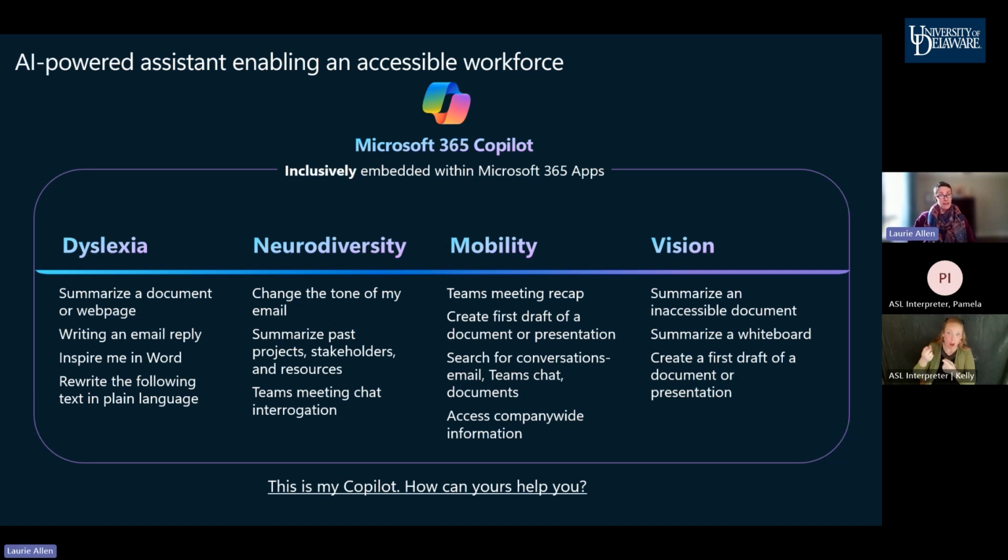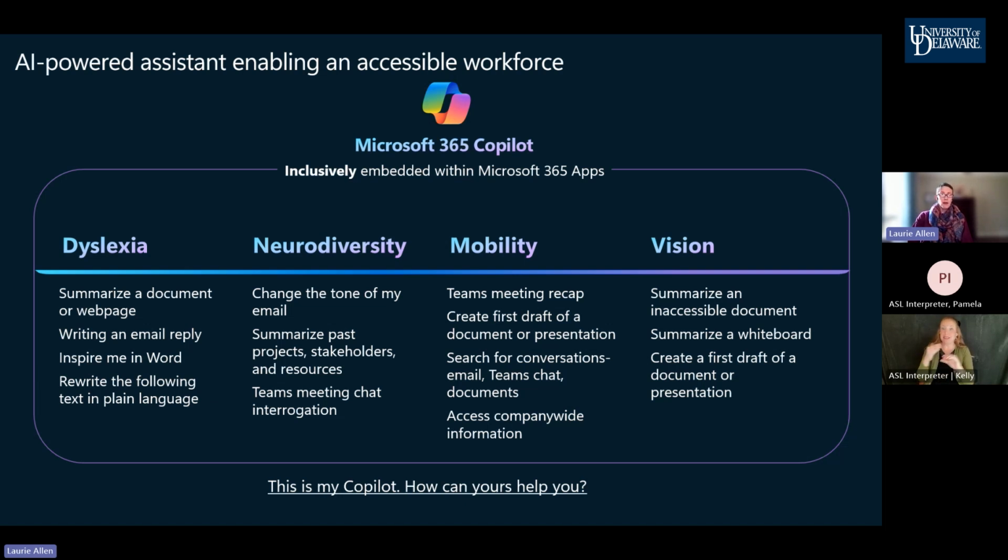Our disability policy officer, as you can imagine, reads lots of long, complicated documents and is also dyslexic. So she'll use Copilot to summarize documents and to simplify the language. I have a colleague who is autistic, and he would tell you that his emails can come across as sounding a little bit harsh or abrupt. So he uses Copilot in Outlook to soften the tone of his emails.